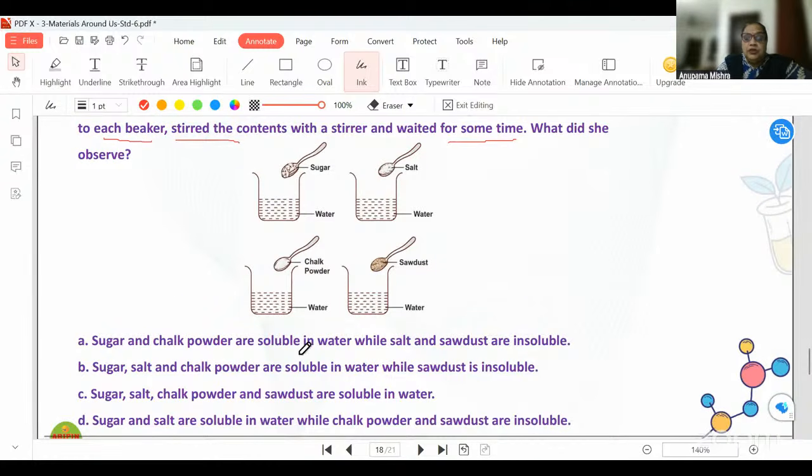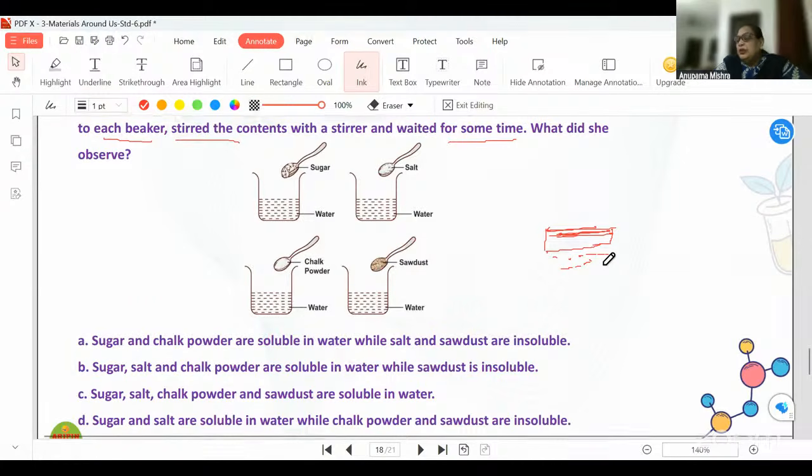Sugar and chalk powder are soluble in water while salt and sawdust are insoluble. Sugar, salt, and chalk powder are soluble in water while sawdust is insoluble. Sugar, salt, chalk powder, and sawdust are soluble. All are soluble in water. Okay, what is sawdust? You must have seen a carpenter cutting a piece of wood; the dust that falls from it is called sawdust.